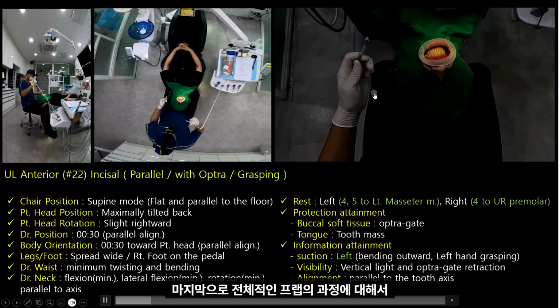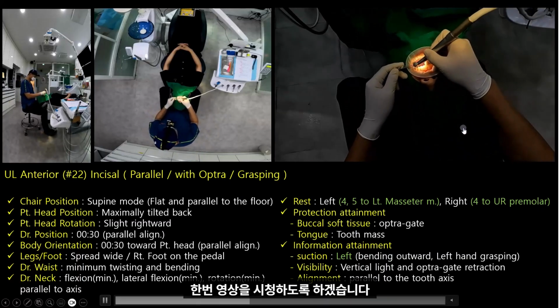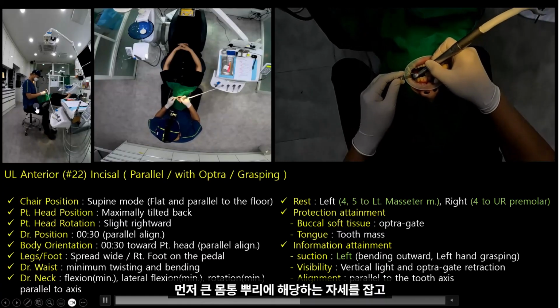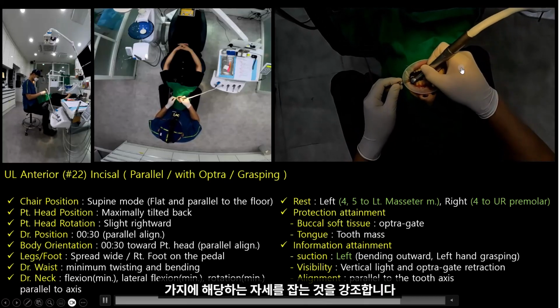And now we'll watch a video showing the entire preparation procedure from start to finish. First, I emphasize assuming the posture corresponding to the main trunk and roots, then the posture for the branches.